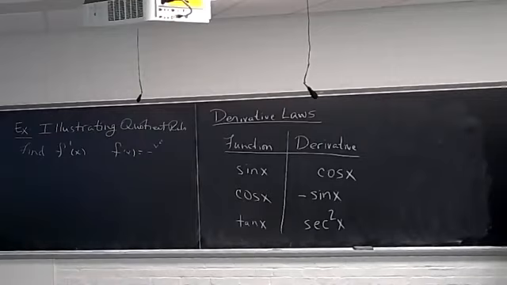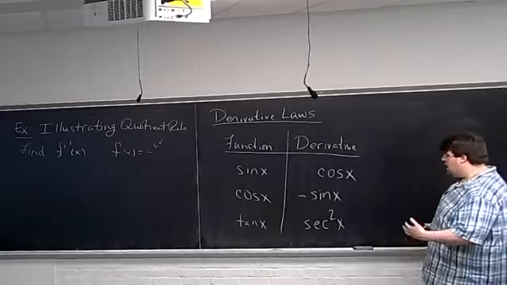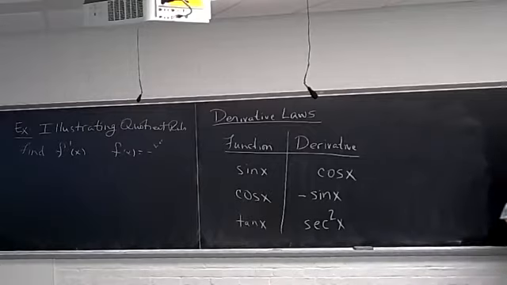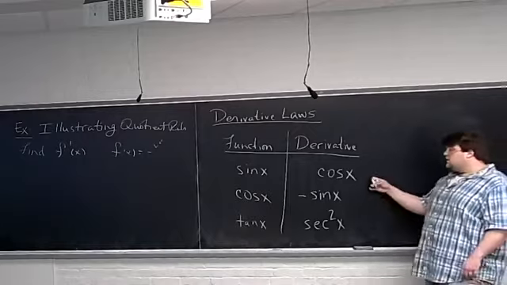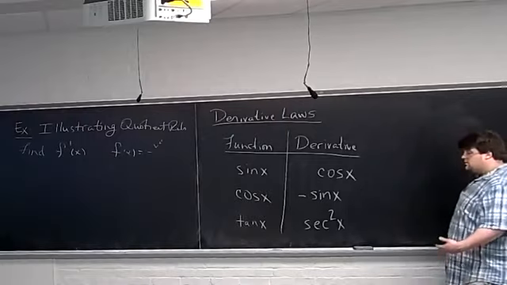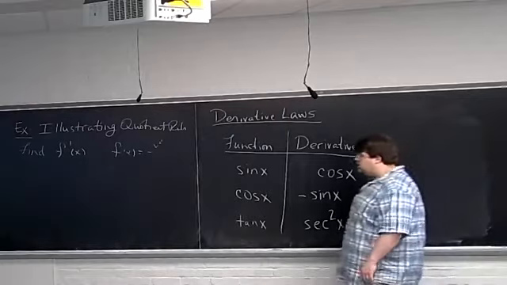I won't cover those proofs directly. The derivative of tangent of x is secant squared of x. A proof for that is on the worksheet, number 4. You can prove this using the quotient rule, using these first two, and using the sine squared plus cosine squared equals 1 identity.